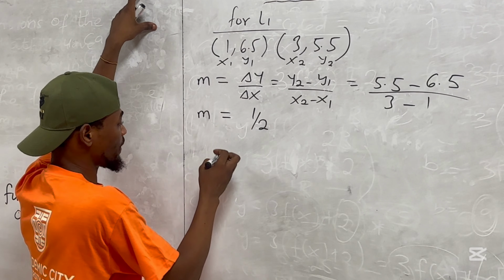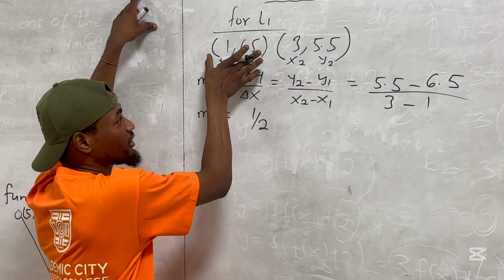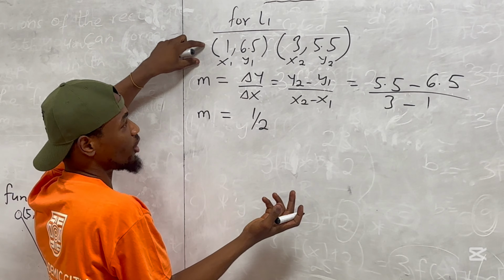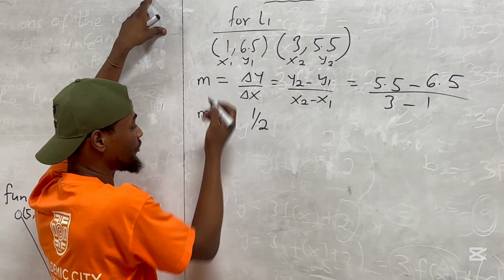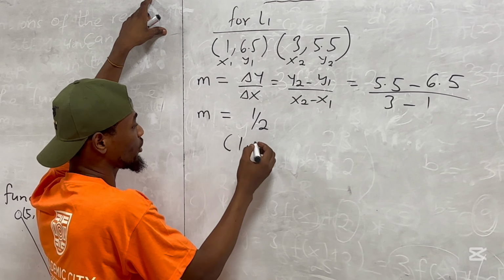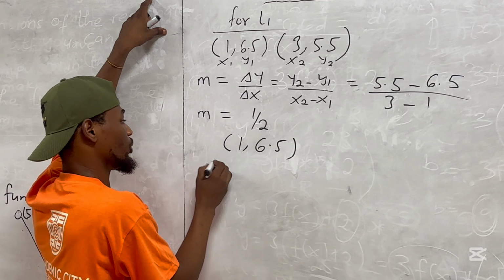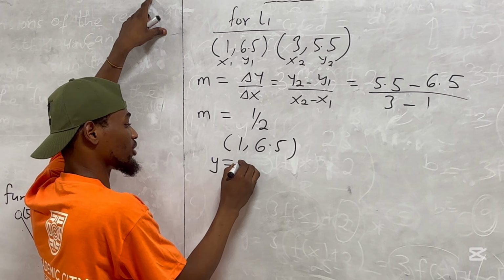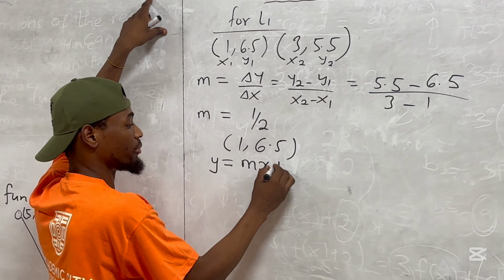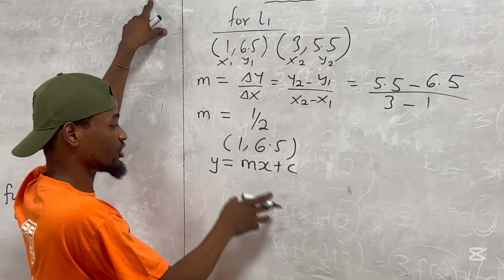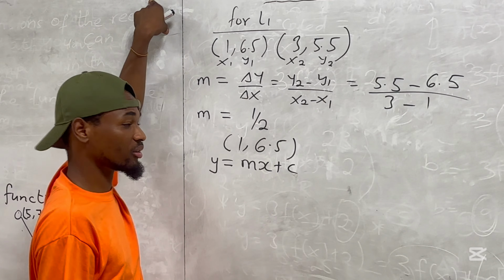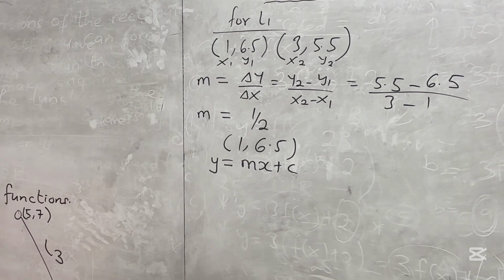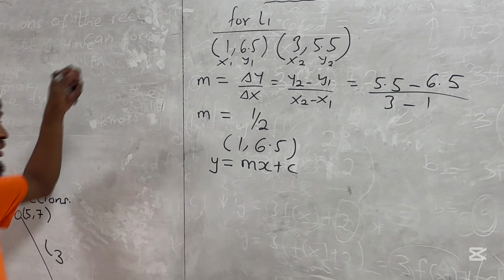Then we can decide to take any of the points. Okay, so I'll take the first one. So taking the first point, 1, 6.5. We know that y equals mx plus c. Okay, we are using the straight line equation. This is not a parabolic curve or hyperbolic curve. No, it's a straight line graph.